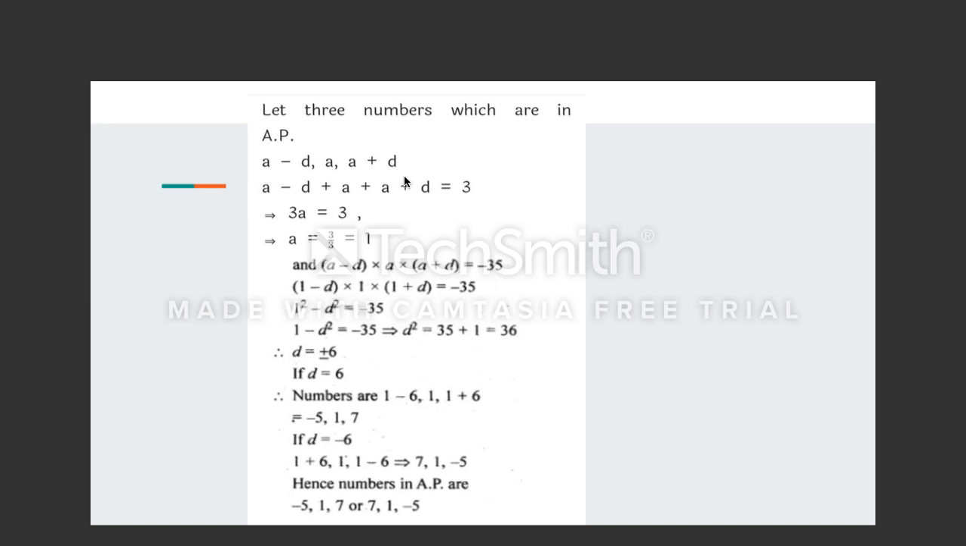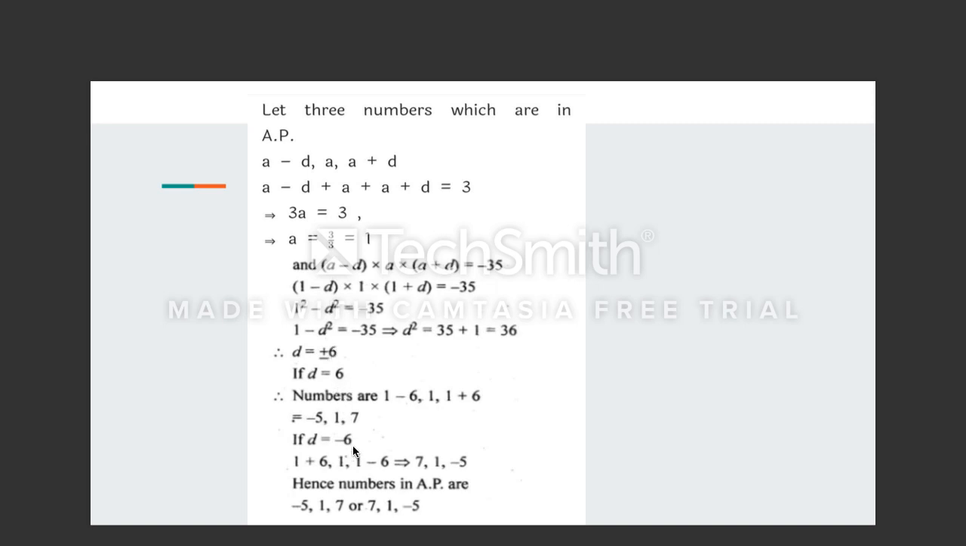Again, same sequence, same three numbers we will take, put it in that, and this time I'll get 7, 1 and minus 5. So the AP numbers can be either minus 5, 1, 7, or it can be 7, 1 and minus 5. Clear? So A remains the same and these two will change as per the sequence and the value of D.